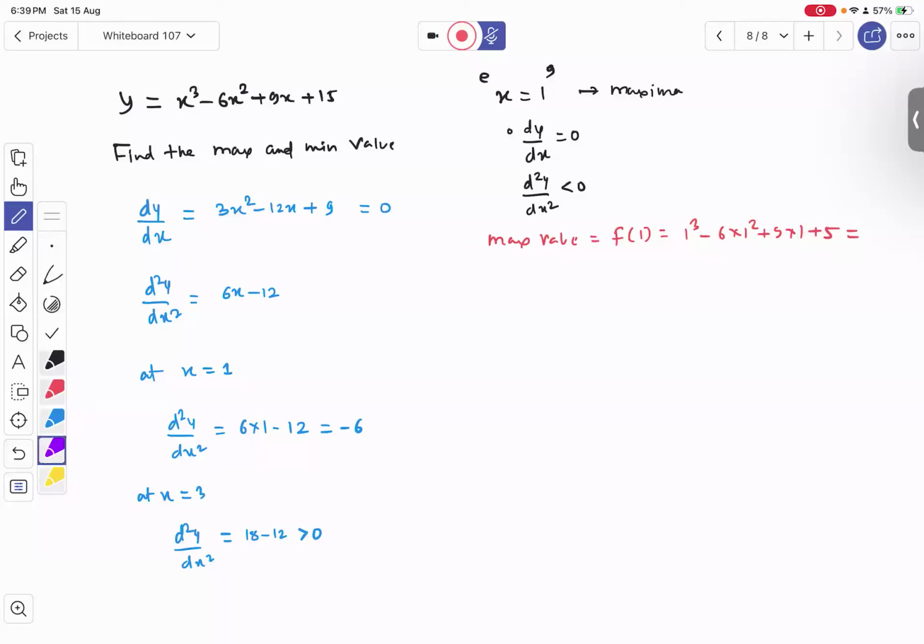Same way, at x equals 3, you have got minima happening, no? Because at x equals 3, dy by dx is 0 and double differentiation is positive. So minima occurs. So to find the minimum value, you plug in the input value 3. Whatever the output is, that is the minimum value. Clear, no? Yes, sir. Okay, then.